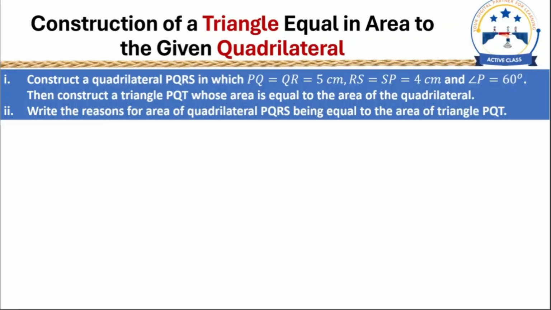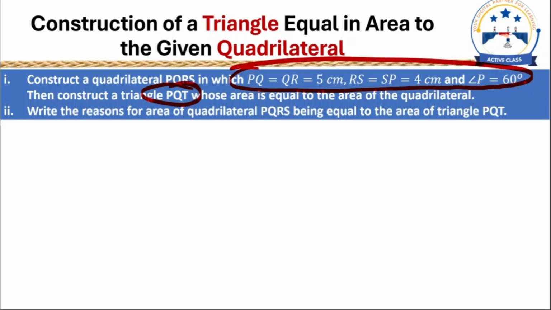Construct a quadrilateral PQRS in which PQ equals QR equals 5 centimeter, RS equals SP equals 4 centimeter, and angle P equals 60 degree. First, these are the given information. Based on the information, we need to construct a quadrilateral. Okay? After that, we need to construct triangle PQT whose area is equal to the area of the quadrilateral. And our question doesn't end here. We are asked, write the reasons for area of quadrilateral PQRS being equal to the area of triangle PQT. Means whatever theoretical part we did just before, we have to show that after construction.